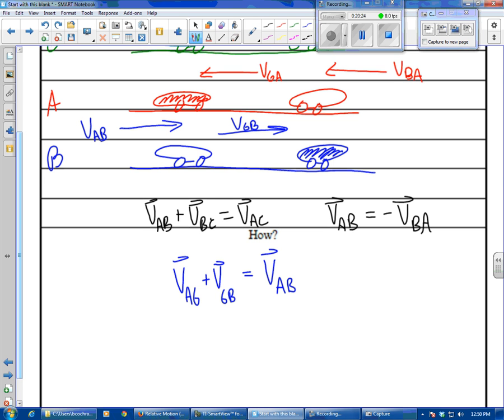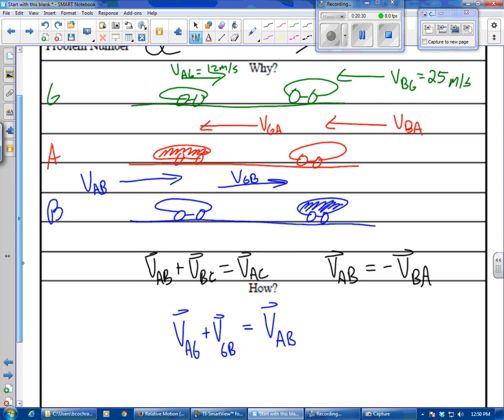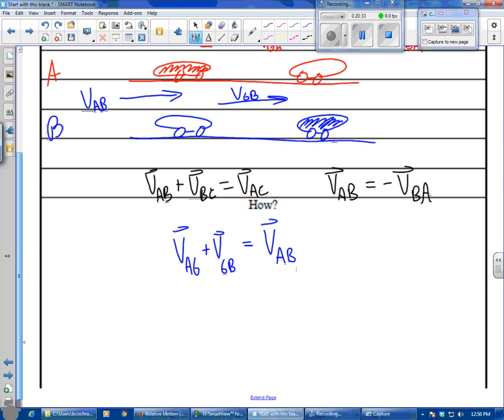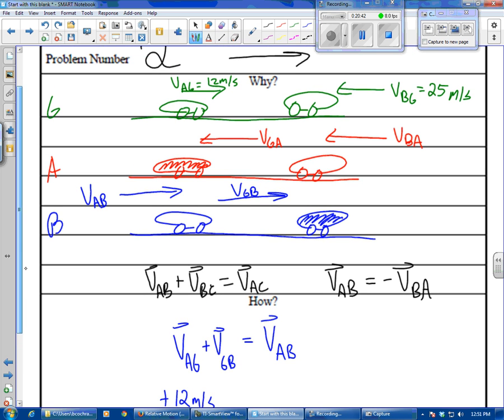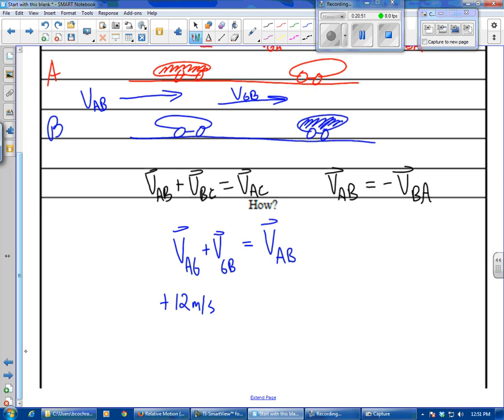The velocity of A with respect to the ground. Some of you are probably looking at this going, I just did it in my head. That's fine, but this is how we actually do it. Velocity of A with respect to the ground is positive 12 meters per second. The velocity of the ground with respect to B, we didn't know that, but we know B to the ground, which is negative 25 meters per second. So this is plus 25 meters per second because it's opposite, and that's going to equal 37 meters per second. Positive. Remember that positive means to the east.